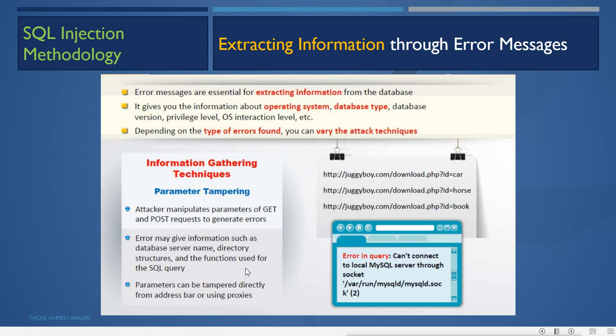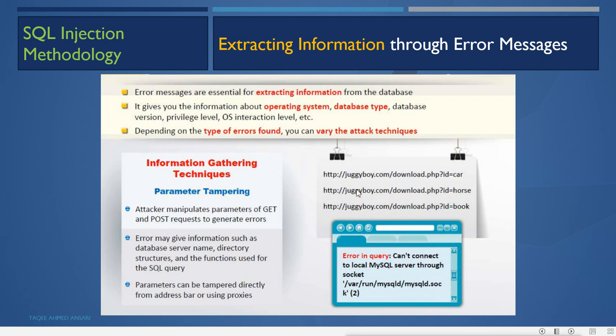Information gathering techniques include parameter tampering. The attacker manipulates the parameters of GET and POST requests to generate errors. An error may give information such as the database server's name, directory structures, and any functions used for the SQL queries. Parameters can be tampered directly from the address bar or using a proxy, using Burp Suite or other tools.